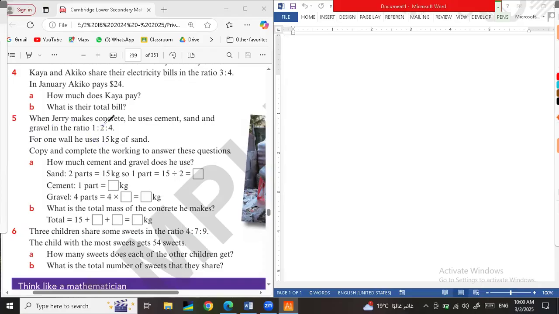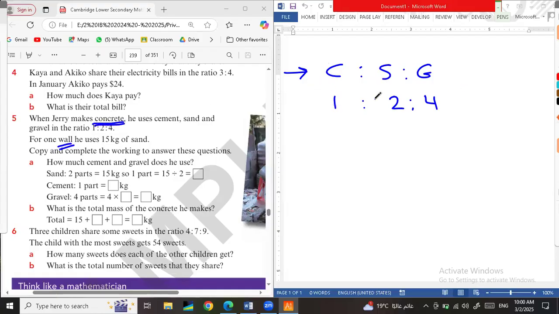So the ratio is of what? The first line is the items. Let's do it. We have concrete. To make concrete, we use cement, C, sand, S, gravel, G. All right, 1 to 2 to 4. You see the first two lines? Copy pasting. For one wall, he uses 15 kilograms of sand. What is the wall? The wall here is actually the concrete. So it is the total.